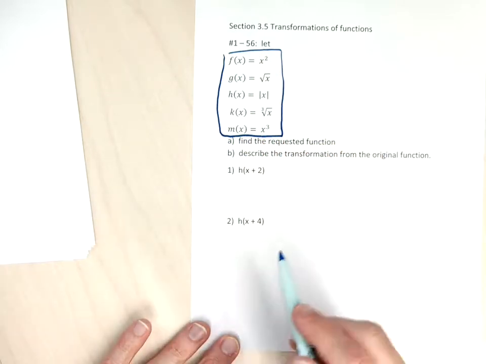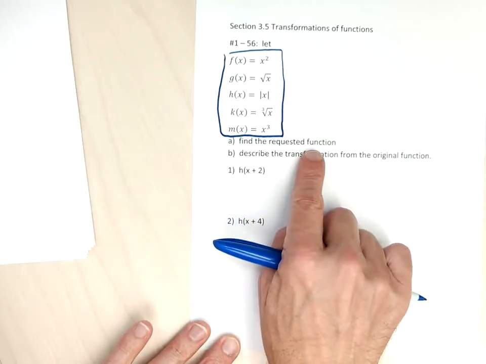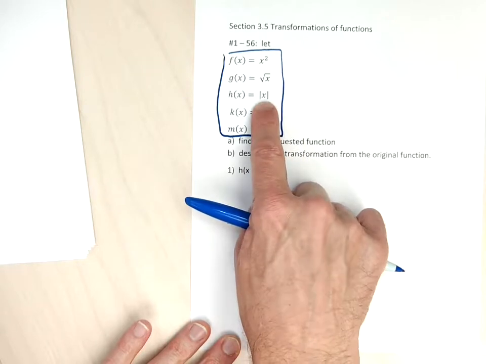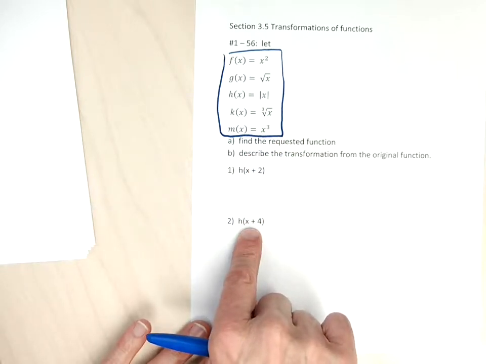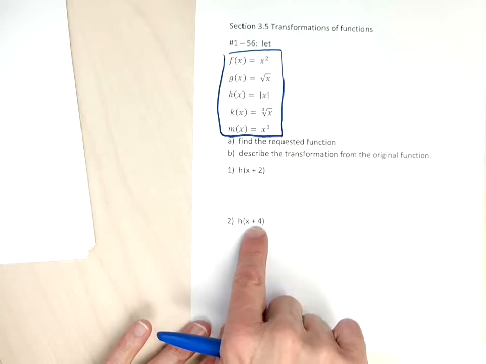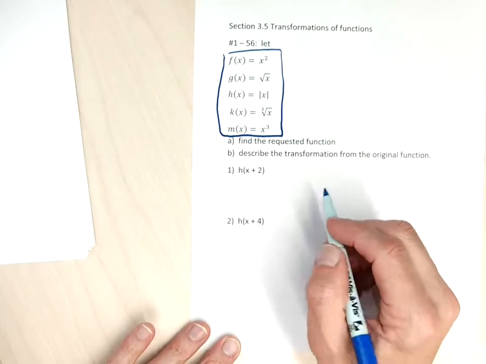And we're going to be asked to do 2 things. We're going to be asked to create a function that's related to the given function, but has some modification. And we're going to be asked to describe how the graph of the original function relates to the graph of the function I created in part A. And let me just show you how to do it without doing too much theory.